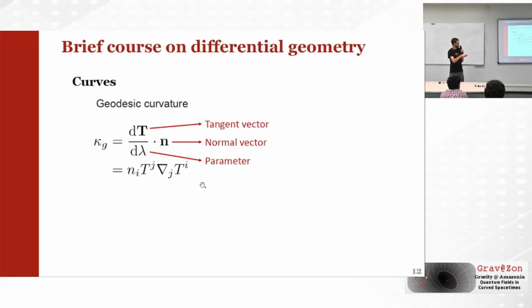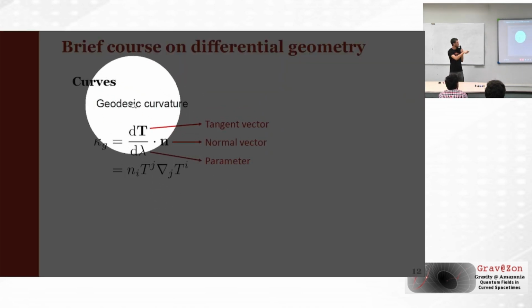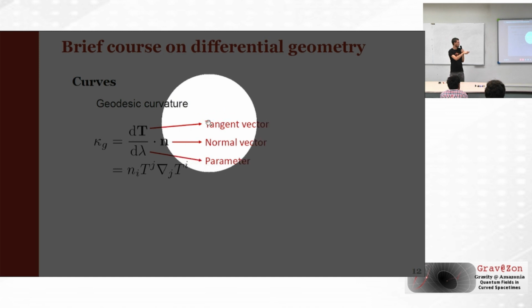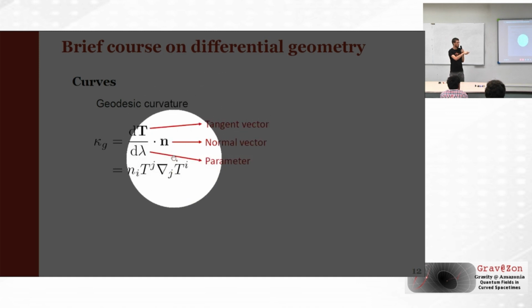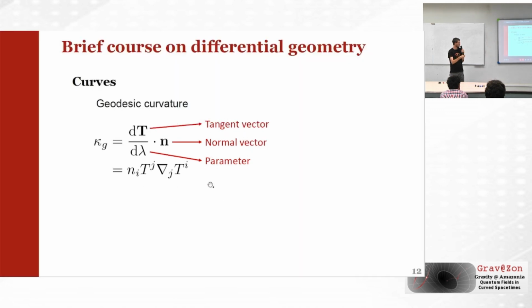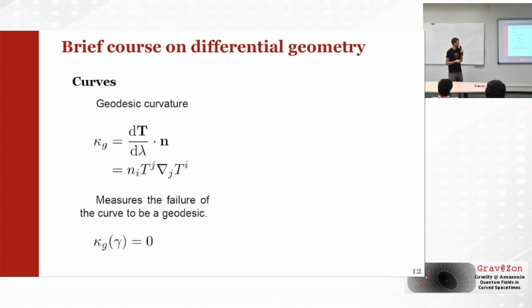But in terms of vectors, t is the tangent vector to the trajectory, n is a normal vector to the manifold, and lambda is the parameter along this geodesic, or along the curve, not necessarily a geodesic. And this measures the failure of a curve to be a geodesic, and it vanishes when we have a geodesic.